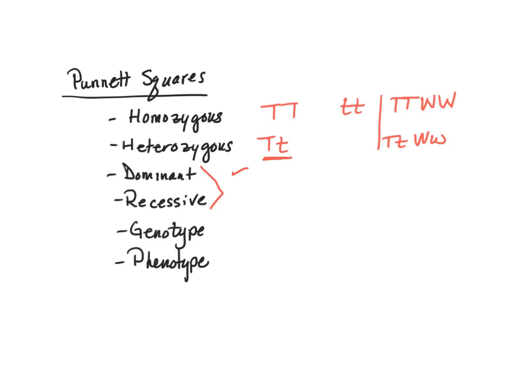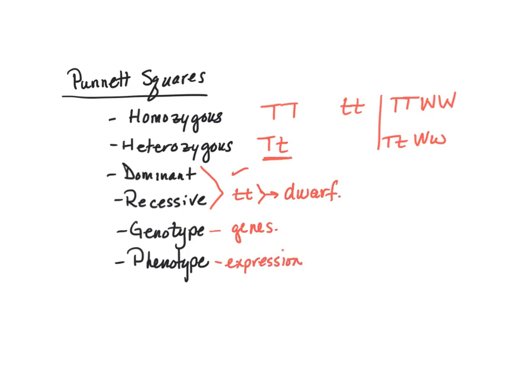The phenotype of the homozygous recessive is going to be recessive. In this case, that recessive is dwarf. Okay, so genotype is what do the genes say? So this is the combination of the alleles, right? The phenotype is the expression of those.